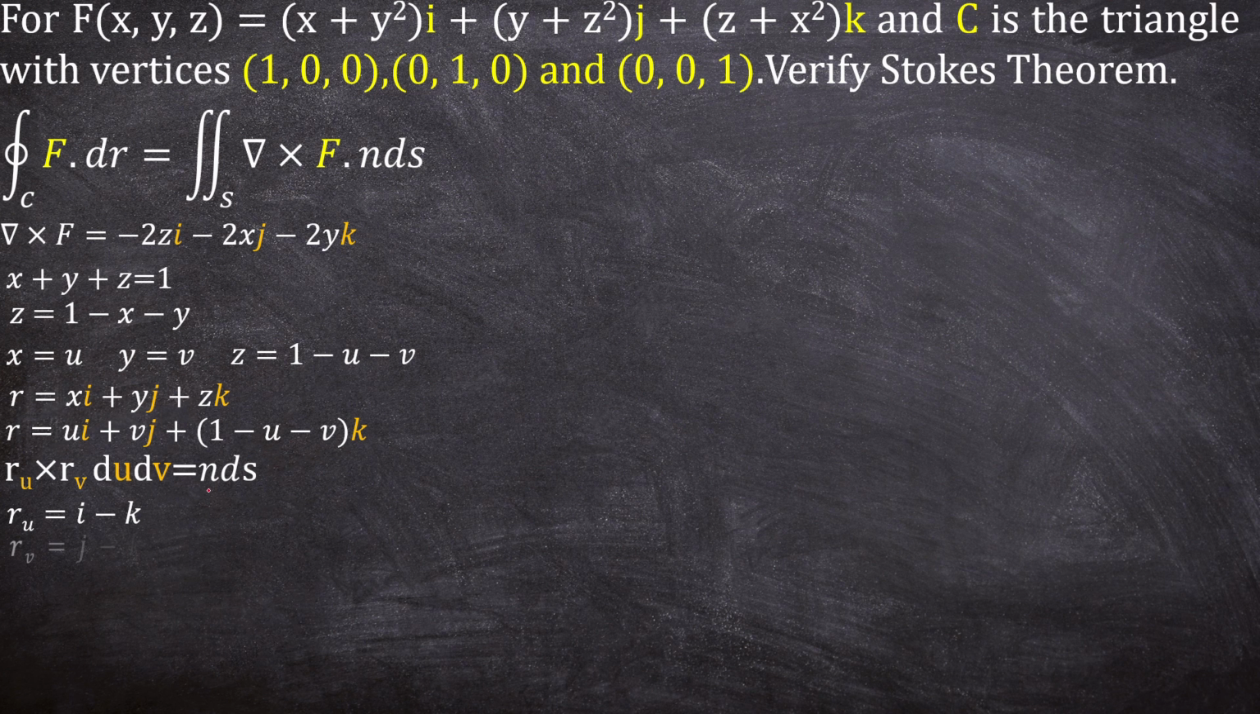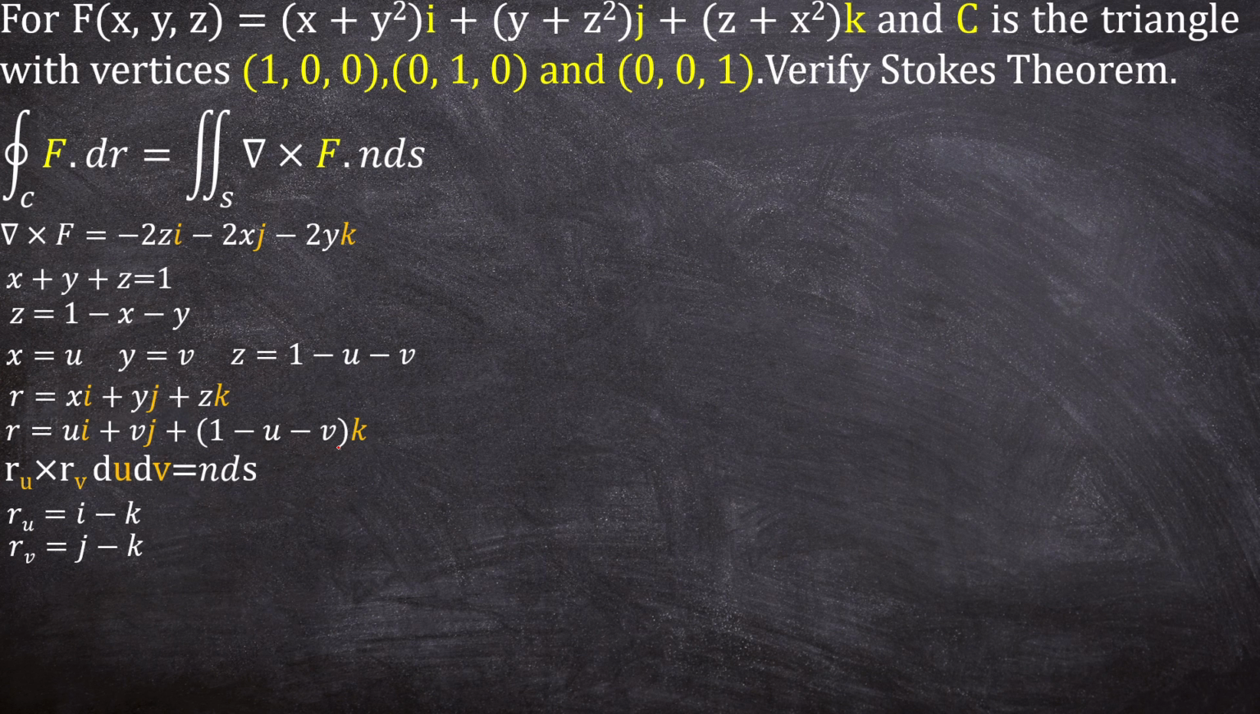And now I'm going to r_v. For u, it's going to be 0, so we're not going to have an i component. But for v, for j, we're going to have 1, because if we differentiate v, we're going to get 1. And right here, we're going to have -1. So it's going to be j minus k.